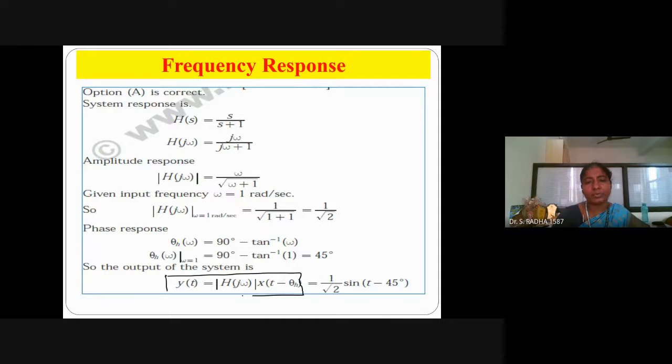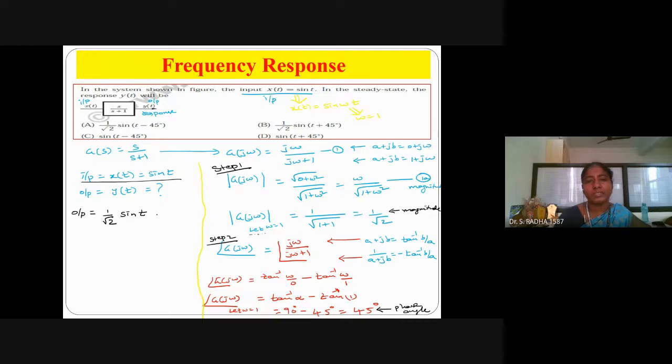The magnitude should come from G, and this theta is also calculated from G only. So whatever value we are getting, it is minus the delay. It is a delay applied. This is the standard format for the output. So we are getting 45 degrees, and that should be the delay applied over here.